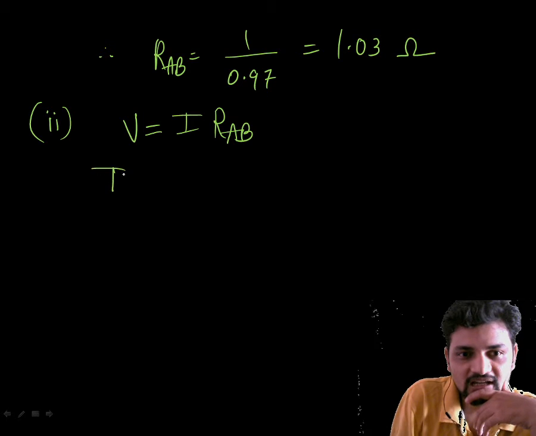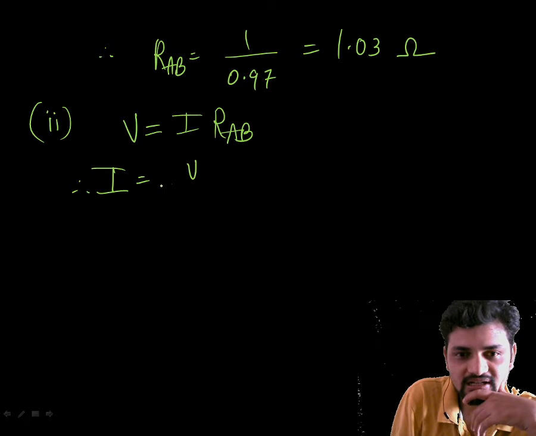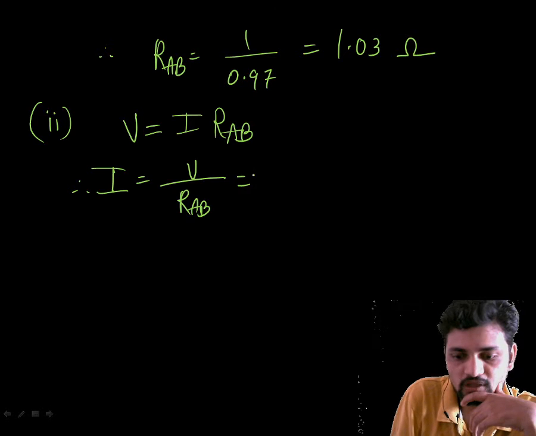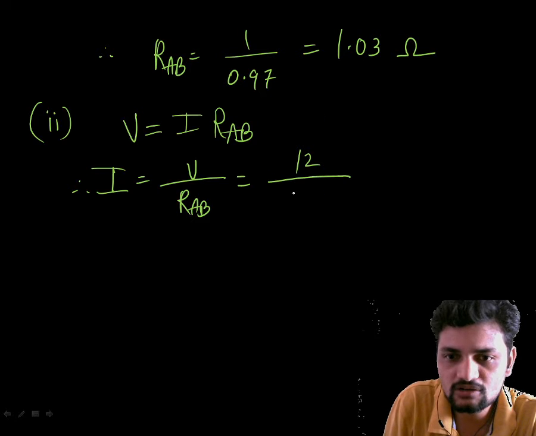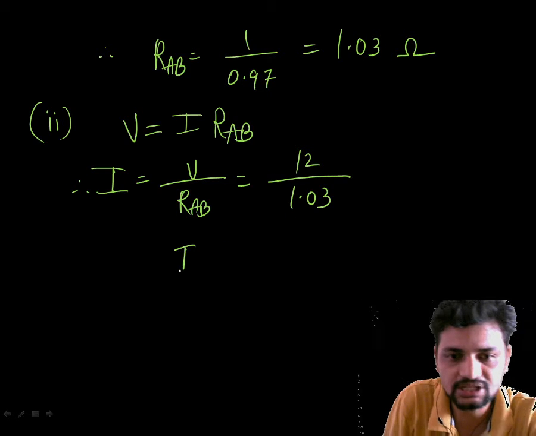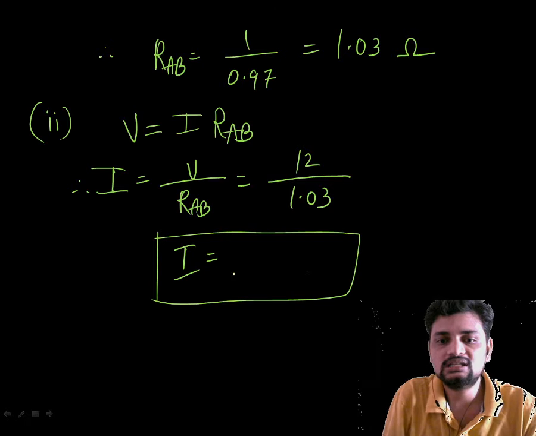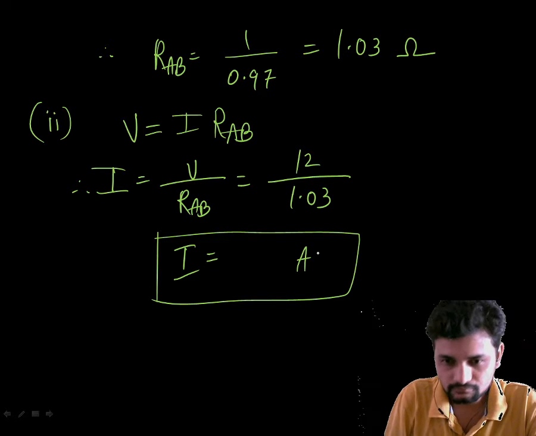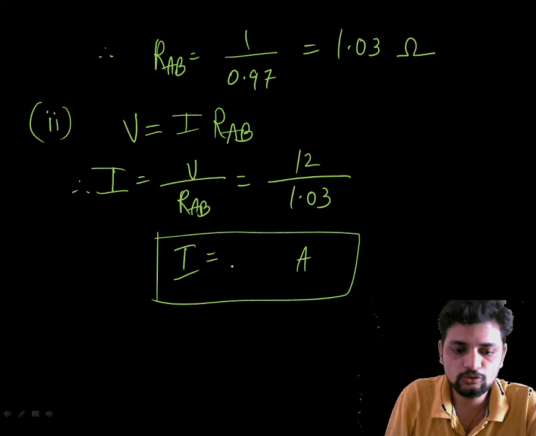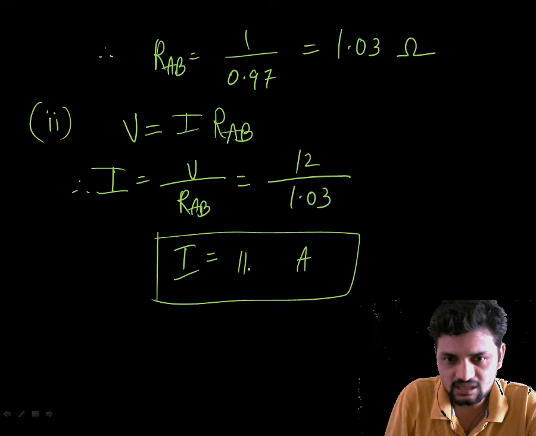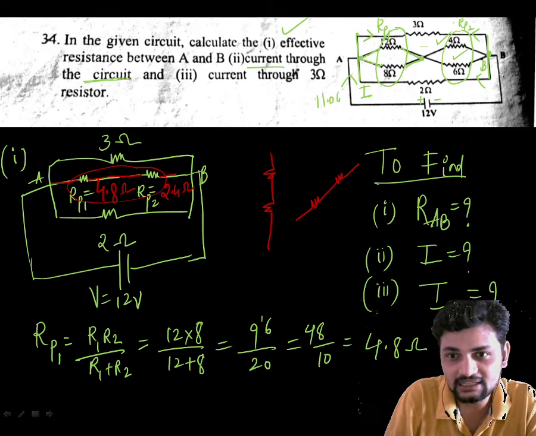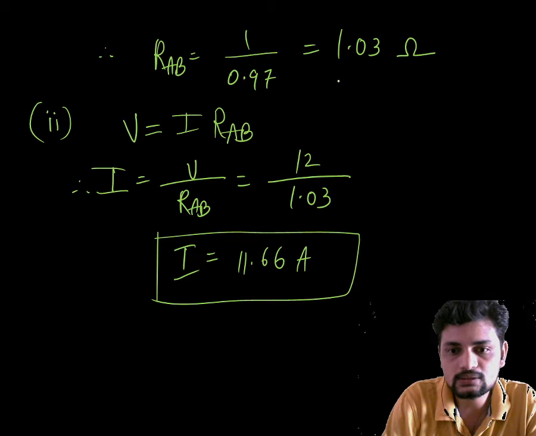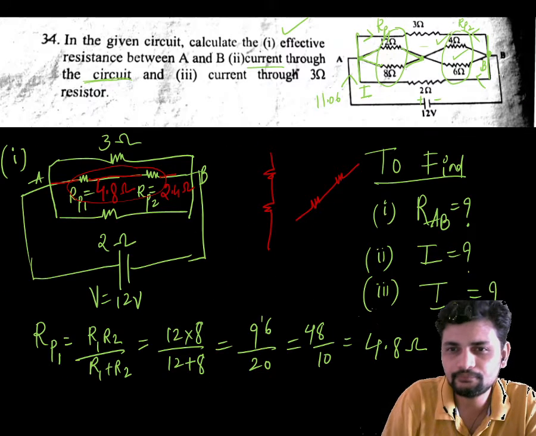So they want us to find out current. Therefore, I becomes V divided by RAB. The voltage which we have not used till now is 12 volt, and the effective resistance we got is 1.03. So if you divide 12 by 1.03, you will get the total current in the circuit, which comes out to be 11.66 ampere. This is the total current which is flowing in the circuit, 11.66 ampere.